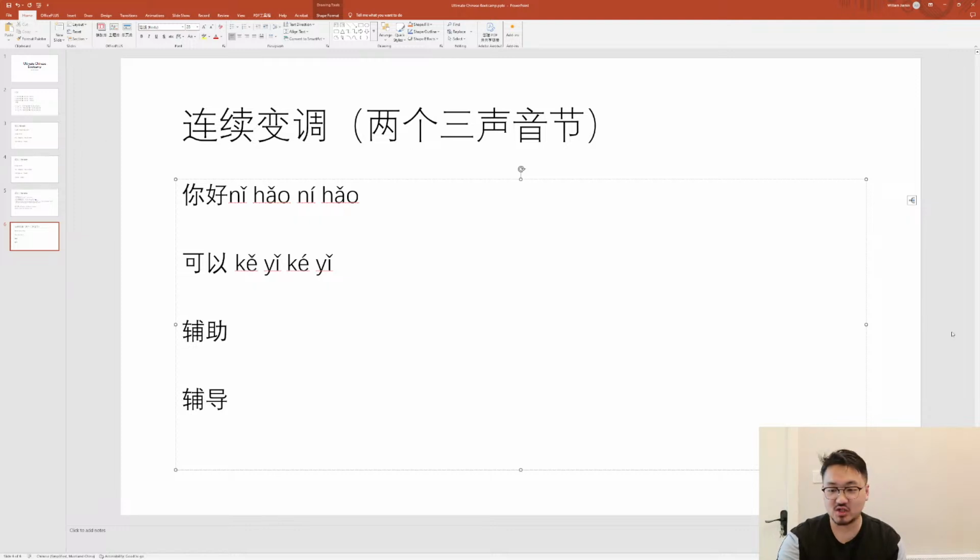Let's continue by adding the pinyin here. So 辅助, like support. 辅, third tone. Why is it not showing? 辅助, 助, fourth tone. 辅助. It means support. And then 辅导 means to support and to guide. So 辅 means supporting, like support you. And 导 means guide.